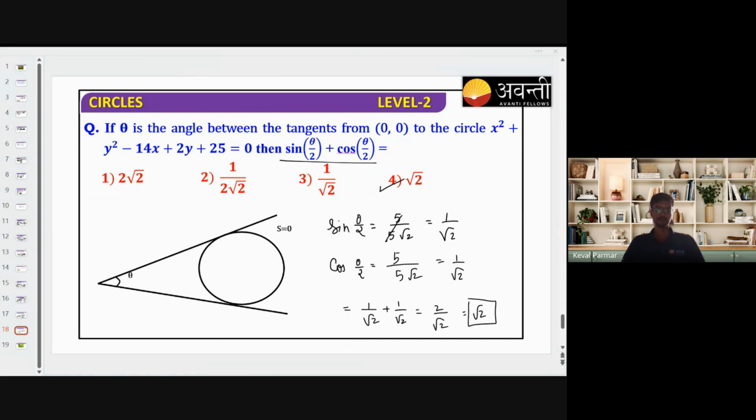Now, did you all get it? Yes or no? Okay, super, Varshili.